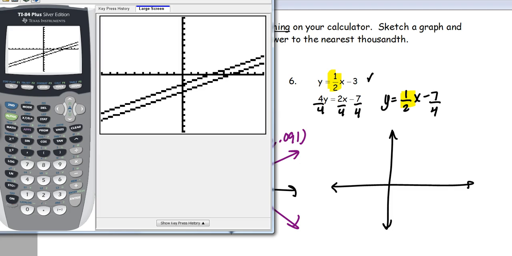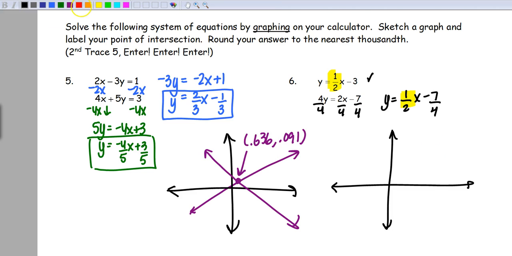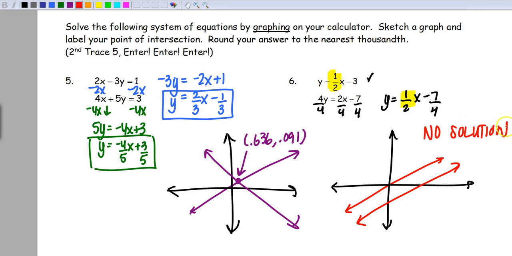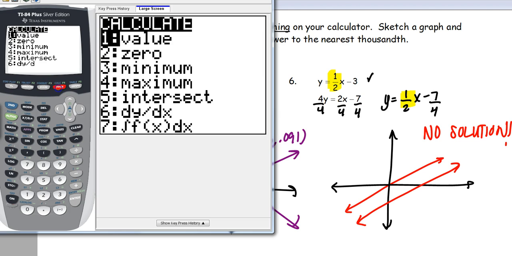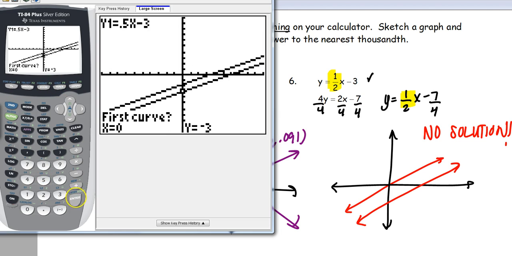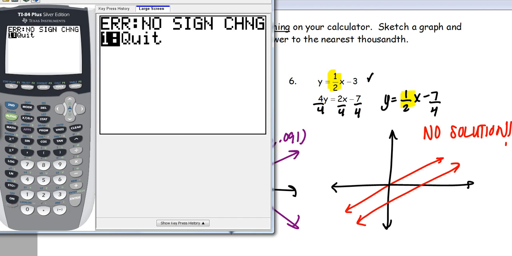And you do have parallel lines, yay for us. Draw them in. And then since there's no intersection point, you can just put no solution. Now, if you do second trace 5, enter, enter, enter, it's going to yell at you because there is no intersection point. See? That's bad.